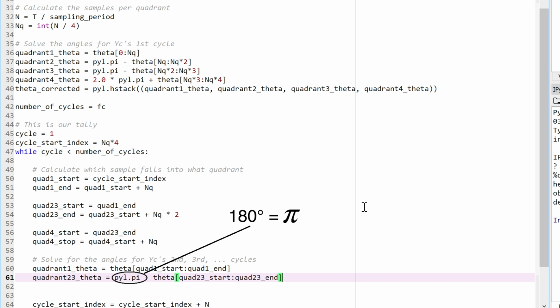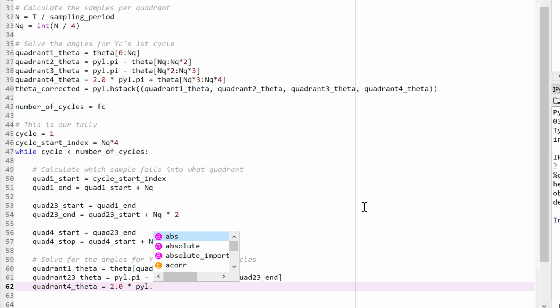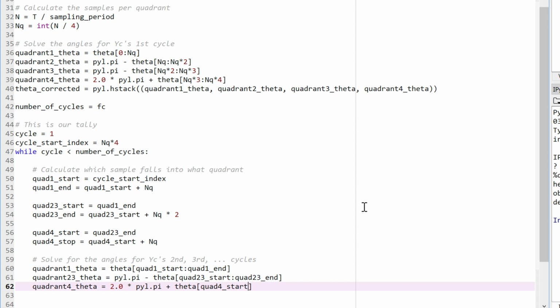As always, Python works in radians, so 180 degrees converts to just pi. All that's left is to write out the formula to fix our quadrant 4 values, which we can fix by adding 360 degrees to the appropriate values in theta. Just like before, the degrees must be in radians. That works out to double of pi.